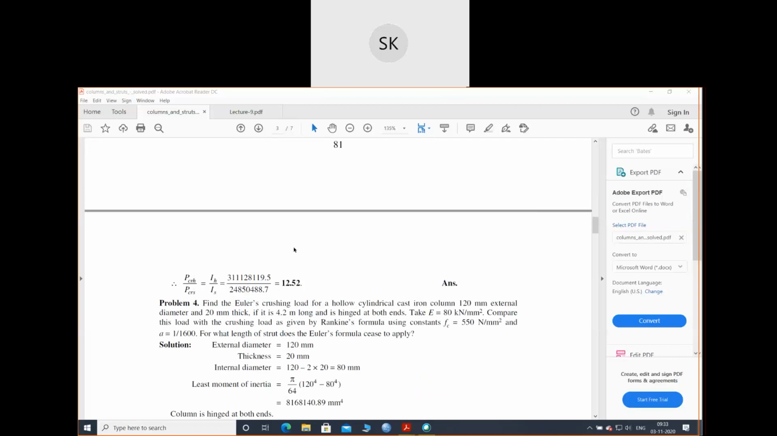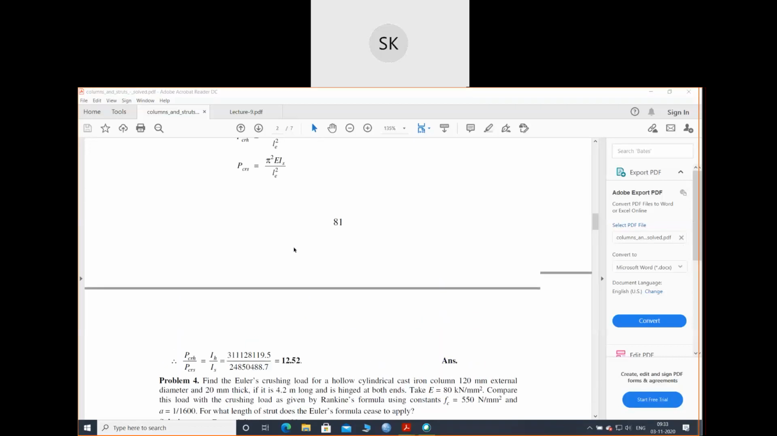Next, try this one. Read the question and try this one. Find the Euler's crippling load, same P_cr you need to find, for a hollow cylinder cast iron column. Length is given to you. External diameter is 120 mm and 20 mm is the thickness, and 4.2 meter is the length, and the condition is given: hinged at both ends.